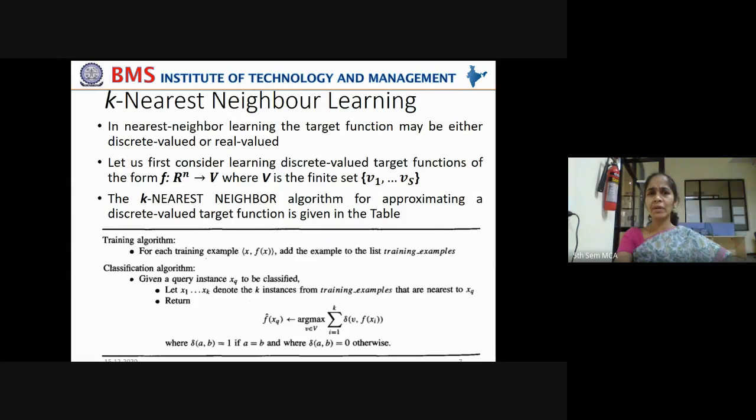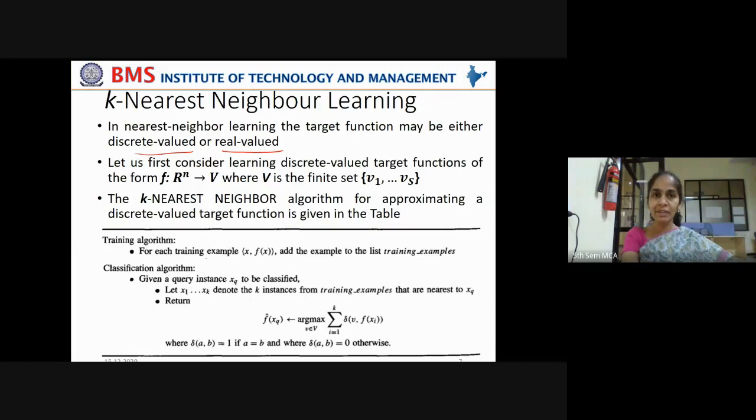Now in nearest neighbor learning, the target function may be either discrete valued or real valued. Sometimes you may have multiple classes into which the new instance has to be classified. Sometimes you may have a target function that is a continuous valued function that has to be learned. Now let us first consider learning discrete valued target functions of the form.